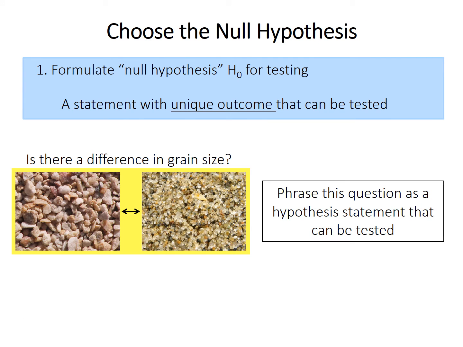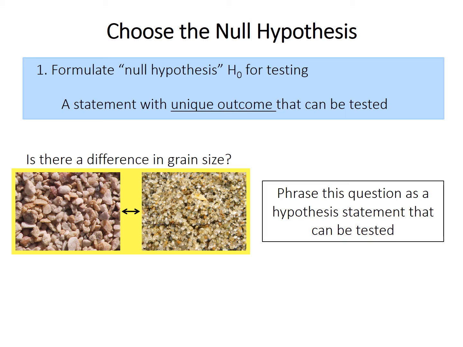So this type of statistics, this null hypothesis significance testing, is built around attempting to reject a null hypothesis. So the first step is to formulate that null hypothesis. It's often referred to as H0, this H sub 0. So a good null hypothesis is a statement that must have a single, unique outcome that can be tested.